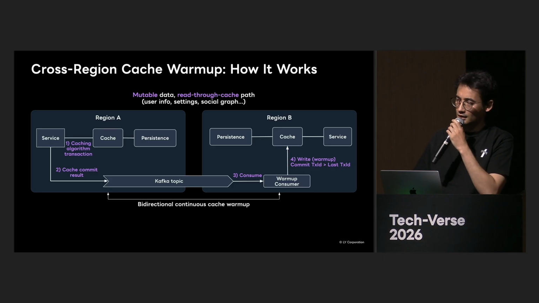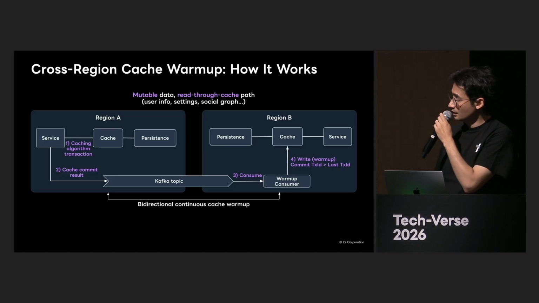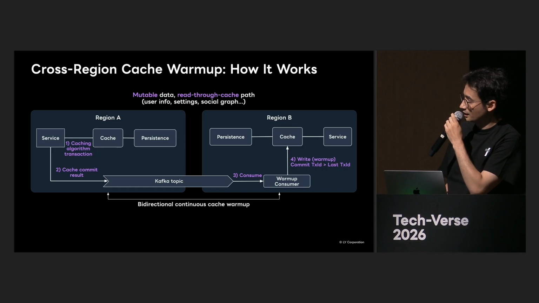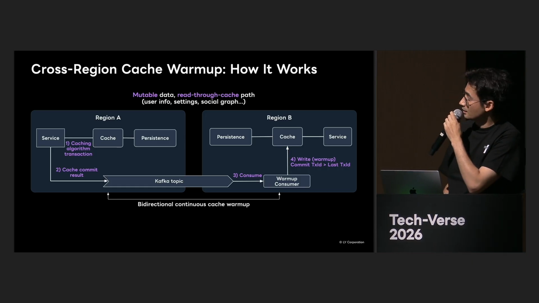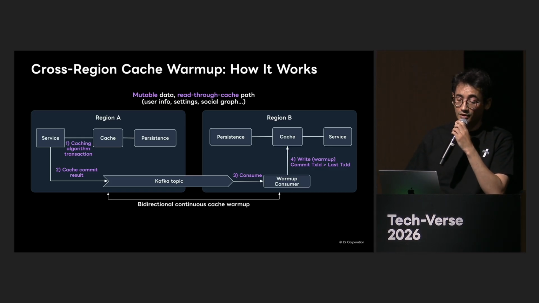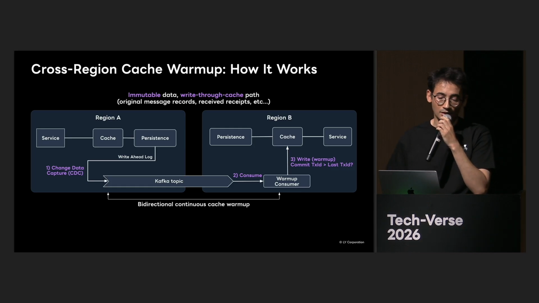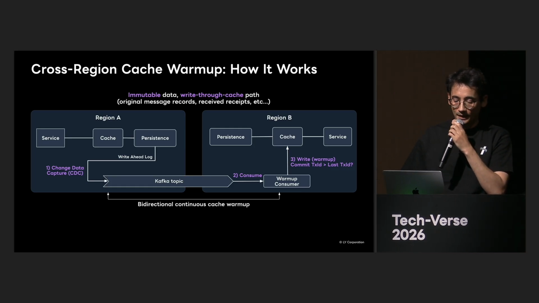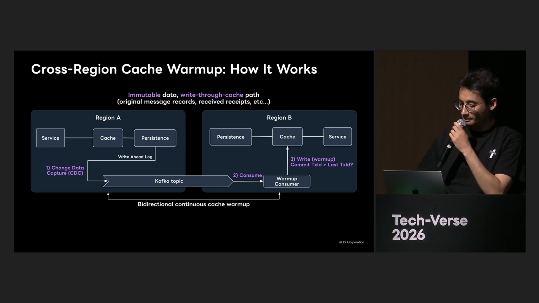If an inconsistency is produced, which can happen, it will eventually disappear thanks to a configured TTL. So as you can imagine, this has many edge cases outside the happy path. So the consistency isn't actually perfect. But considering our goal is instant failover, we consider this a fair trade-off. For immutable or write-through cache data, we can use change data capture, where we stream the mutations directly from the persistent layer write-ahead log.